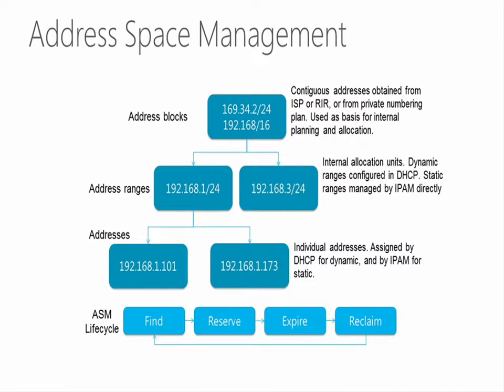Next, we want to talk about IPAM address space management. We have address blocks, we have ranges of addresses and individual IP addresses that are assigned by DHCP, or by IPAM for static. It just depends upon the life cycle of the individual IP addresses. Some clients, for example, have a lease that might expire in a few days and then they need to renew that lease. Whereas we want things like our servers and our switches and our hubs and printers to have hard-coded fixed IP addresses. And you can use IPAM to manage those static IP addresses.